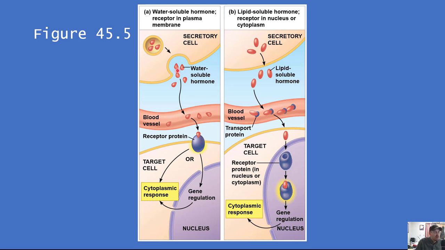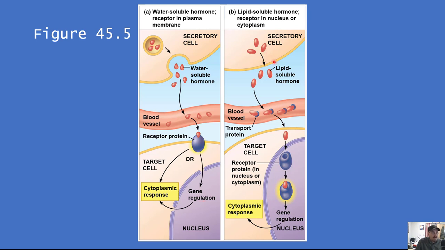So here we can see a cell, in this case we have endocrine signaling here, where we have a water-soluble hormone secreted into the interstitial fluid. It's picked up by the blood vessel, sent throughout the body. It's picked up by a receptor protein, and then that's going to cause a response. And maybe that's something in the cytoplasm, or maybe that turns on or off a particular gene. That might be the response.